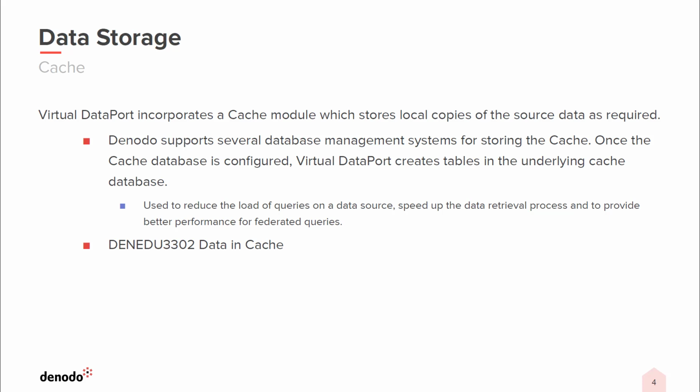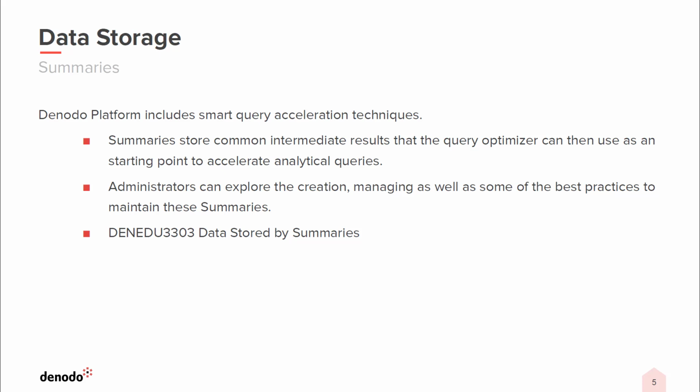Furthermore, we will also discuss the uses of cache, like reducing the load of queries on data sources, speeding the data retrieval process for specific types of data, and even in some cases it can be used to provide better performance for federated queries. In this module, we will discuss the new feature which is introduced in Denodo Platform 8 called Summaries, and how the data is stored by Denodo when a summary view is created.